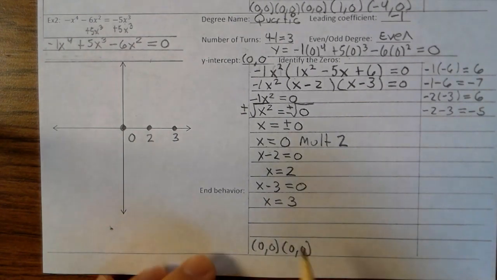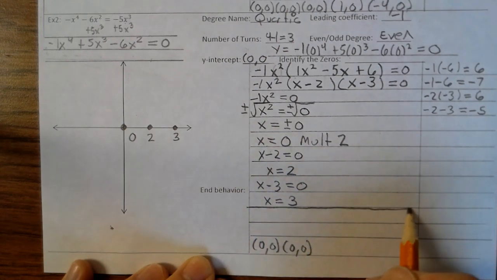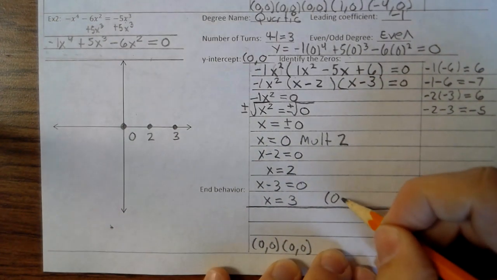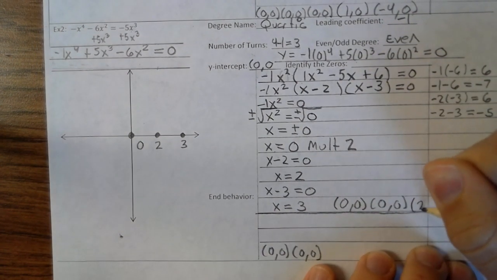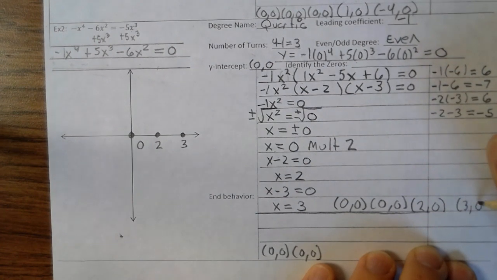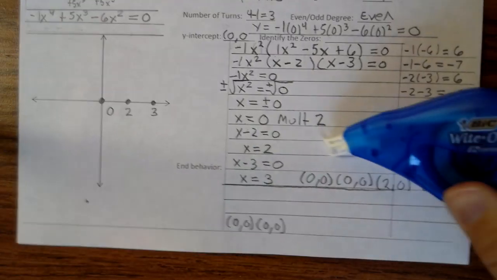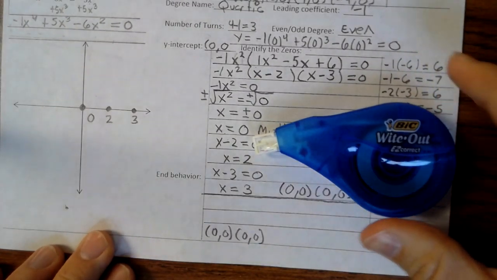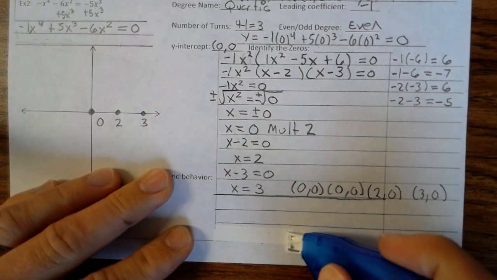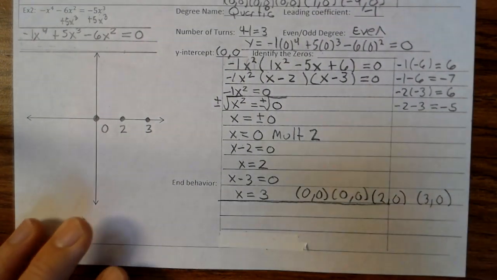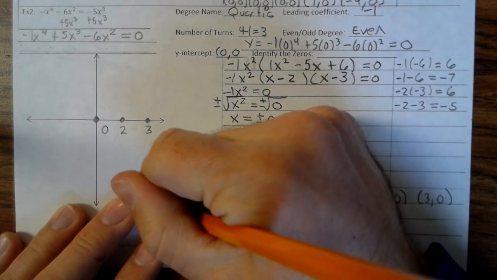Nope, I stole some space from the end behavior. So let me actually add the zeros here. So (0, 0), (2, 0), (3, 0), which is a great time to promote the big whiteout. It's amazing. So when you make a mistake like I just did, you just take it and look at that. It's like it was never there. Okay. And we're going to actually white this out and move end behavior here.